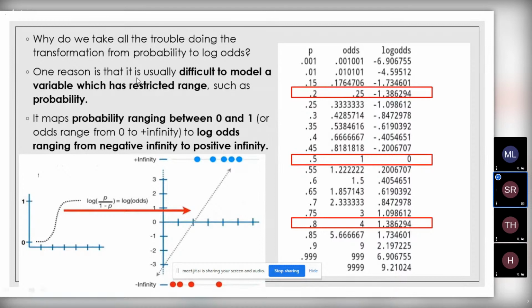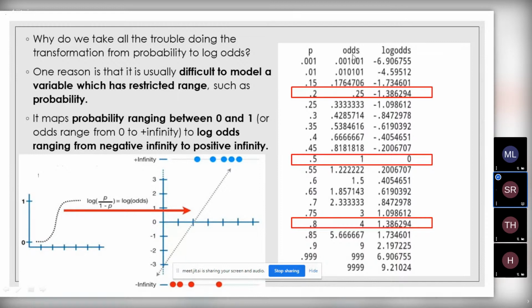Because it is difficult for a model to estimate a restricted range like 0 to 1, and 1 to positive infinity, that's why we need to log the odds. So we transform the probability from 0 to 1 into negative to positive infinity, using log.